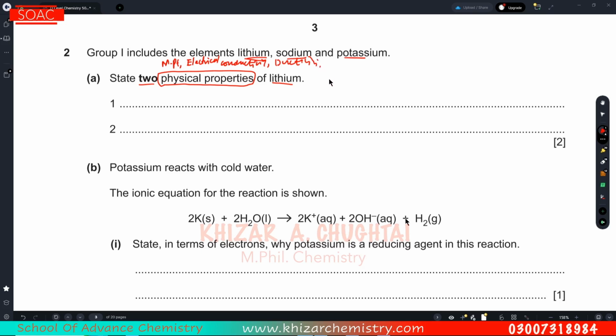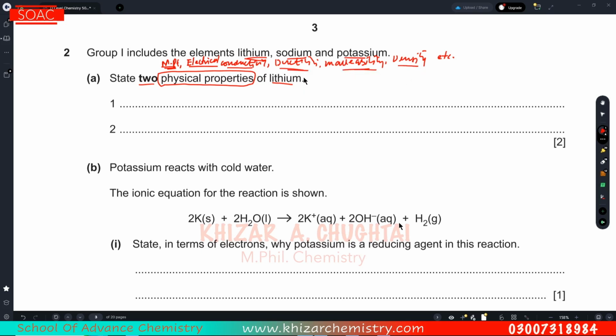As far as the physical properties of metals are concerned, there are also malleability, as metals are usually malleable, and density, etc. So basically, in case of a metal, you choose melting point, electrical conductivity, ductility, malleability, density, and so on.